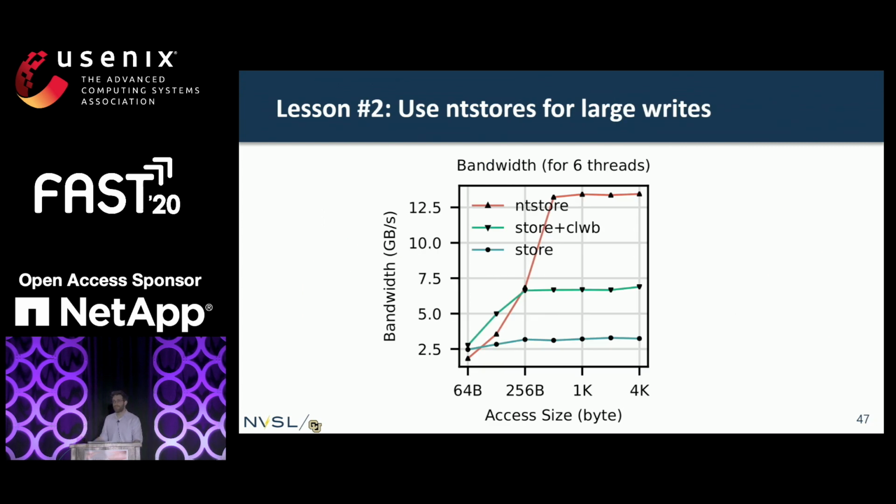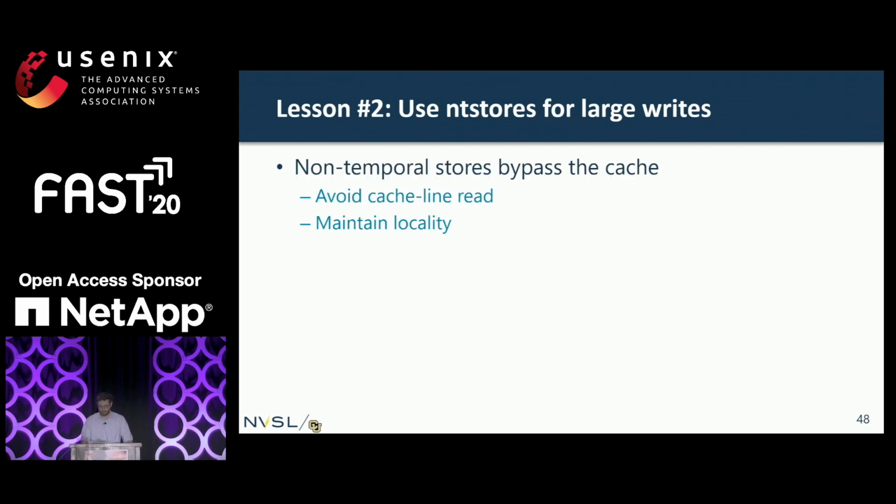And so here's a graph that basically says I'm right, I guess. You see that non-temporal stores are about twice as fast as a store plus CLWB because we're using half as much bandwidth. And at the very bottom, you see all of the randomness introduced by simply allowing the caches to do their thing results in terrible device utilization. So again, lesson number 2, use non-temporal stores for large writes. Non-temporal stores bypass the cache, they avoid a cache line read, and they maintain locality.